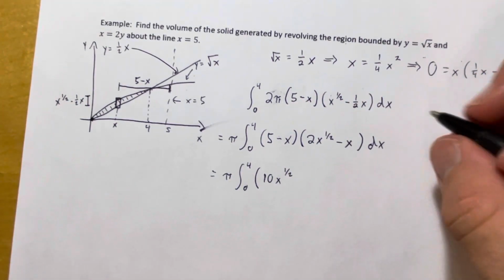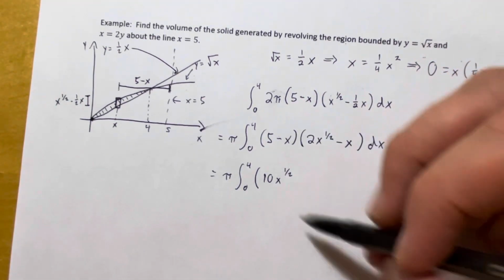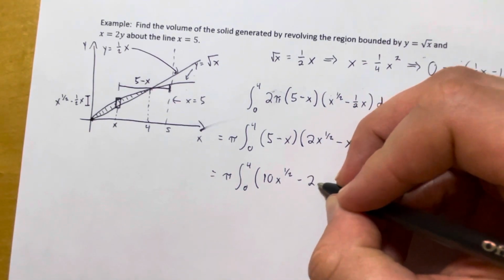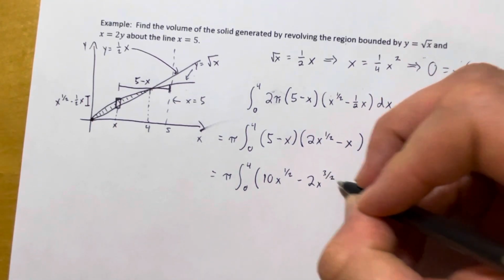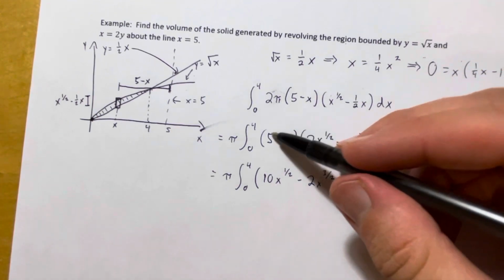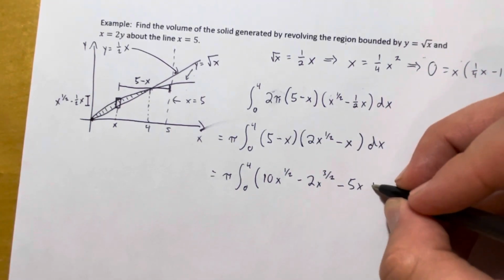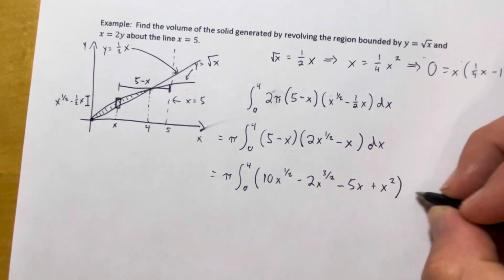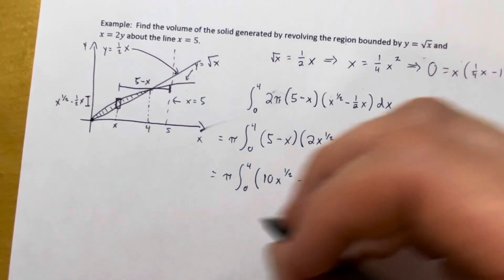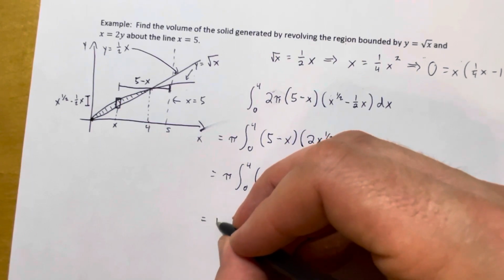And then I'm going to have negative x times that, which gives me negative 2x to the 3/2 power. And then I'm going to have 5 times negative x, that's minus 5x. And negative x times negative x is plus x squared dx. All right, that is much easier to integrate.